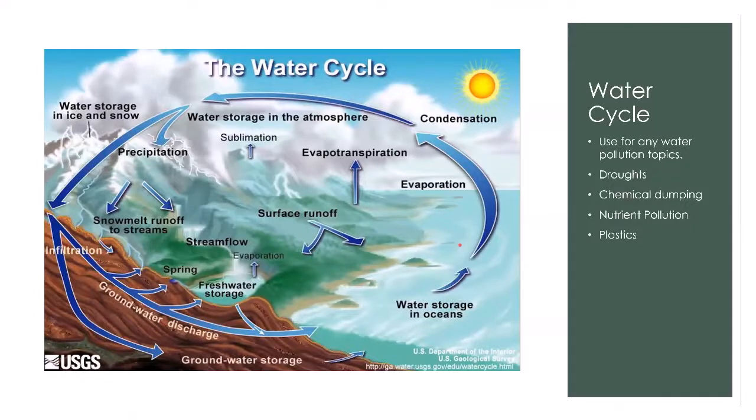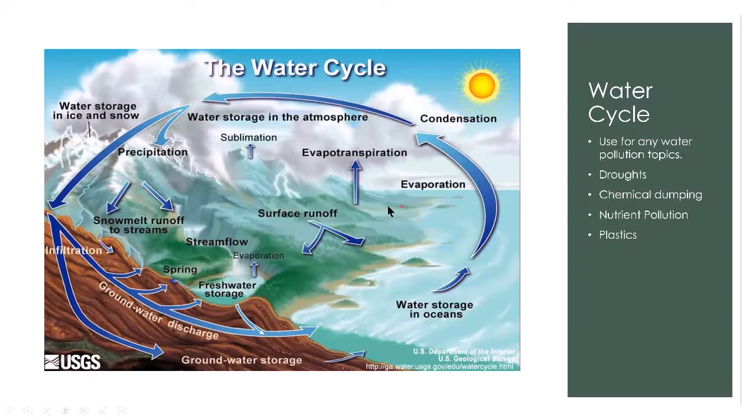So let's say the water cycle. Now, this is not appropriate for all topics, okay? But if you have a topic that is about water pollution or droughts or chemicals being dumped in your local area, or fertilizers running off, or non-point source and point source pollution, like nutrient pollution, any kind of plastics in the water cycle, you will want to talk about the water cycle, okay? And you're basically just talking about how it's being impacted.